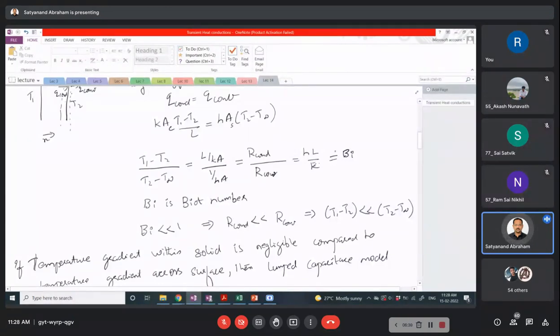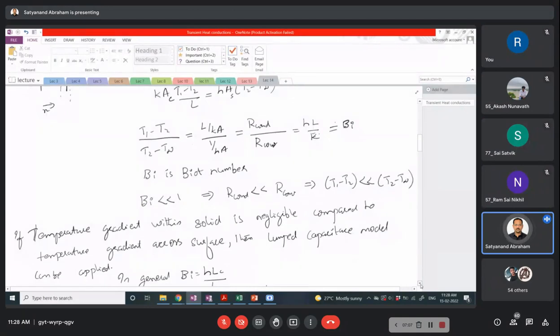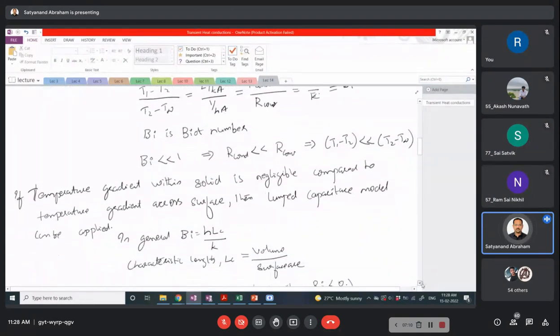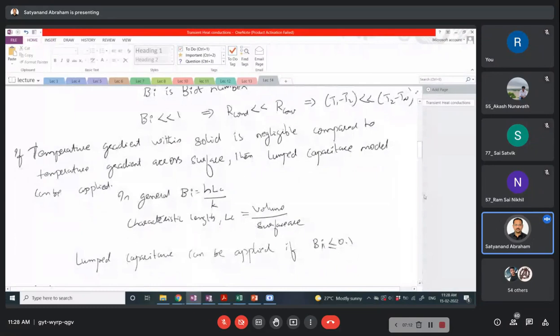Okay. So that term, the ratio of conduction resistance to convection resistance, which can be written as hL by k, is the Biot number. And we said that if the Biot number is much less than 1, then we can assume the temperature within the body is constant compared to the temperature difference between the body and the surrounding fluid. So the criterion for using the lumped capacitance is therefore Biot number much less than 1.